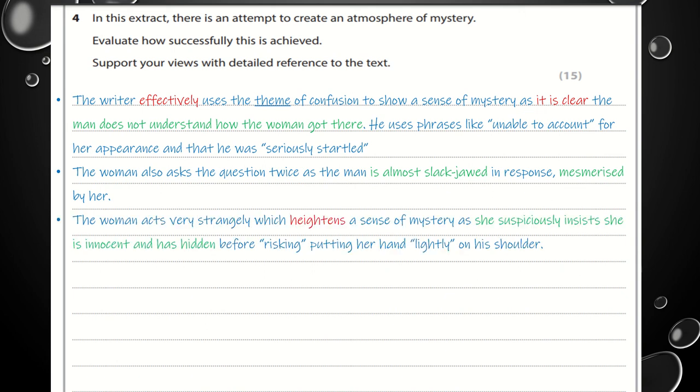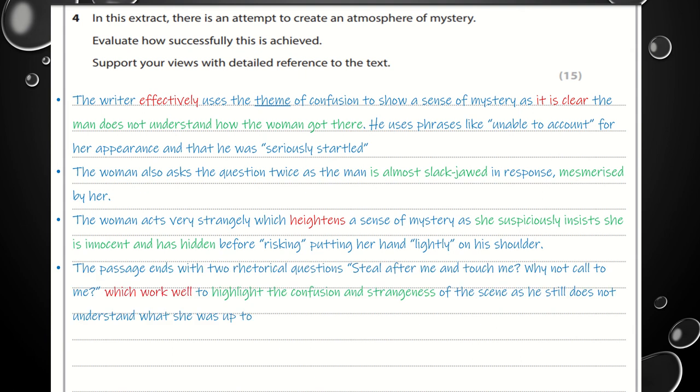And the woman acts very strangely, which heightens a sense of mystery as she suspiciously insists she is innocent and has hidden before risking putting her hand out lightly on his shoulder. So that's the events, isn't it? In terms of what actually happened, that's odd. And then it ends with those two rhetorical questions, which just concludes that he has no conclusion. "Steal after me and touch me, why not call to me?" And that highlights the confusion and strangeness of the scene. So we've got lots of points in there that you can talk about. That's the kind of depth.